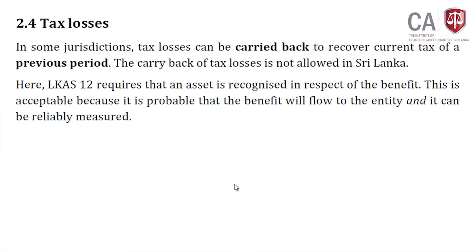Tax losses are a simple standard; much more complex areas they have not tested, right, and are included in the study pack itself. In some jurisdictions, tax losses can be carried back to recover current tax of a previous period. Carryback of tax losses in Sri Lanka is not allowed, right? Losses cannot be carried back in Sri Lanka. That's a simple thing, right? Fine.